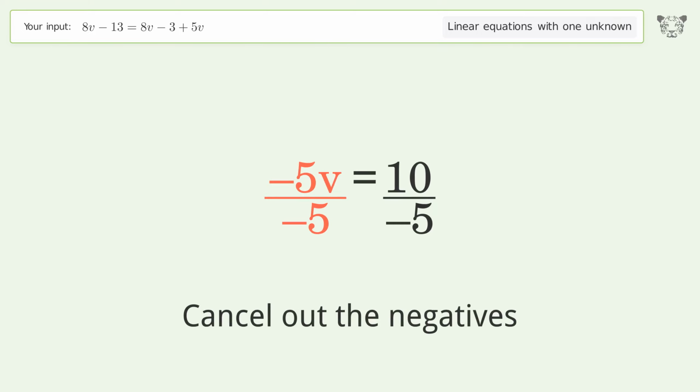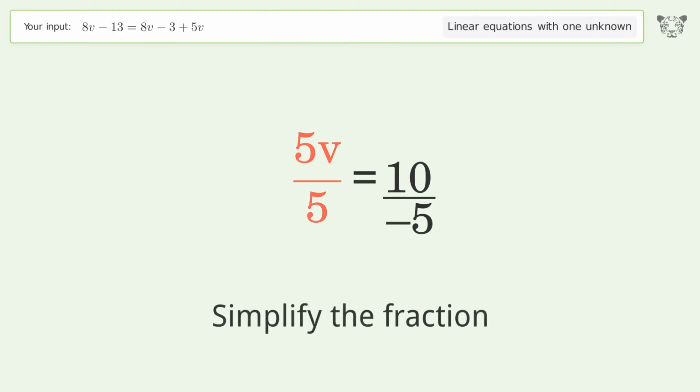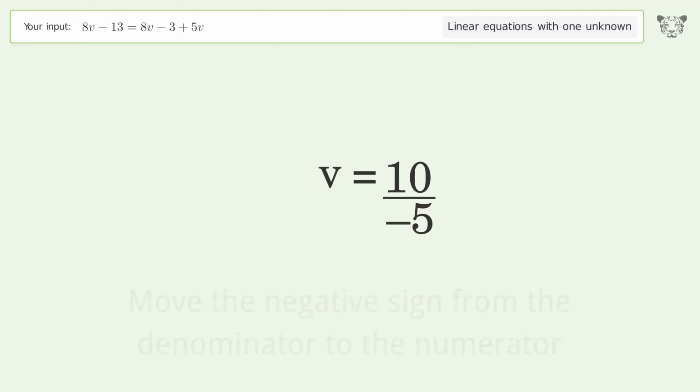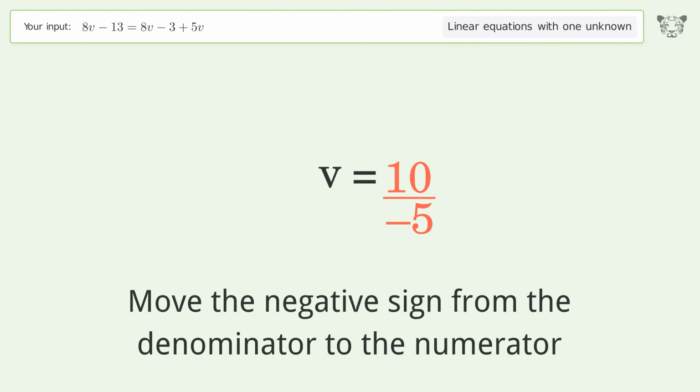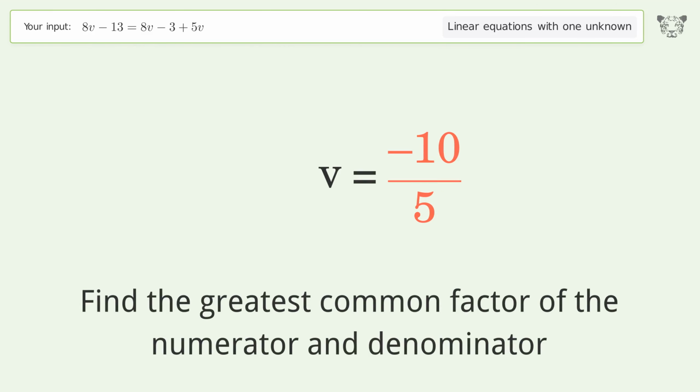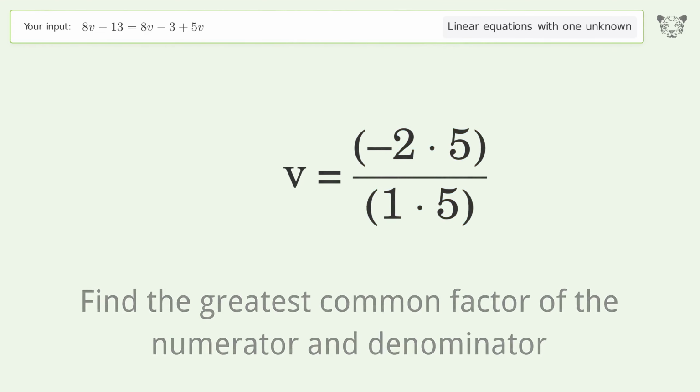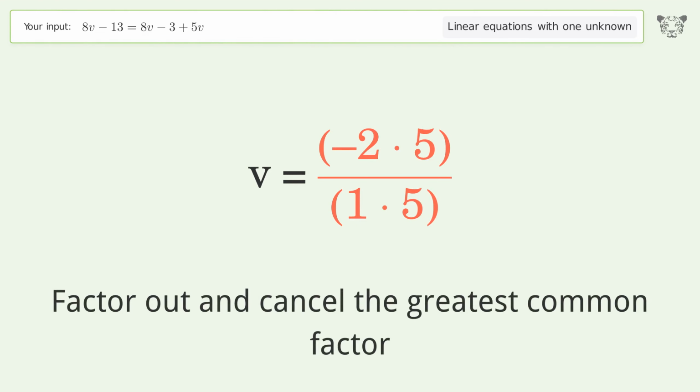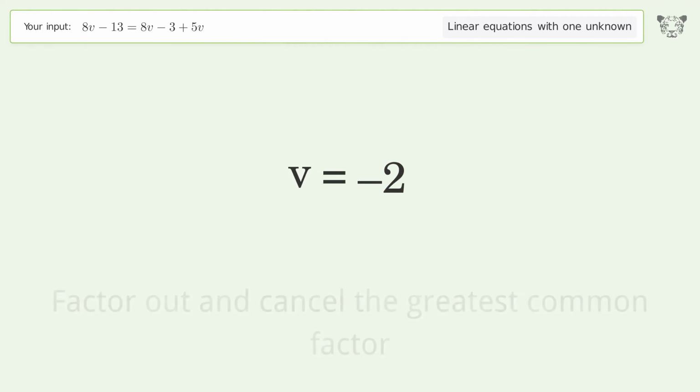Cancel out the negatives. Simplify the fraction. Move the negative sign from the denominator to the numerator. Find the greatest common factor of the numerator and denominator. Factor out and cancel the greatest common factor. And so the final result is v equals -2.